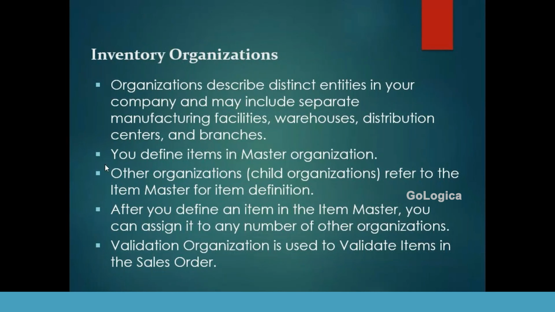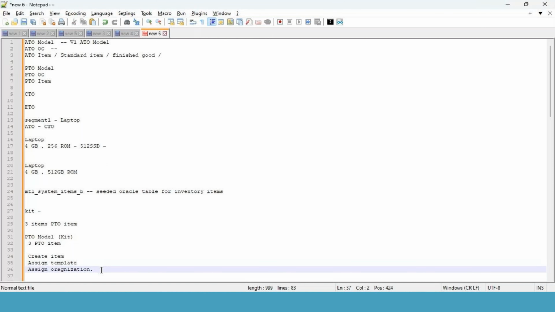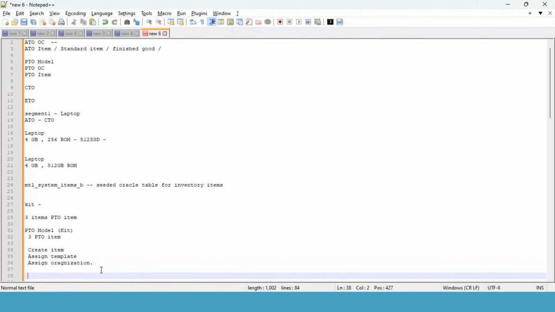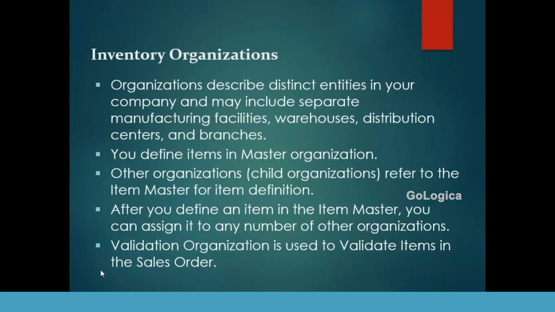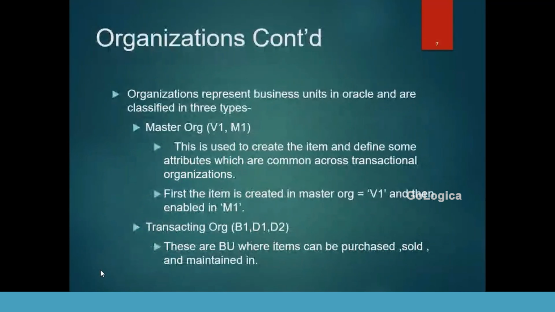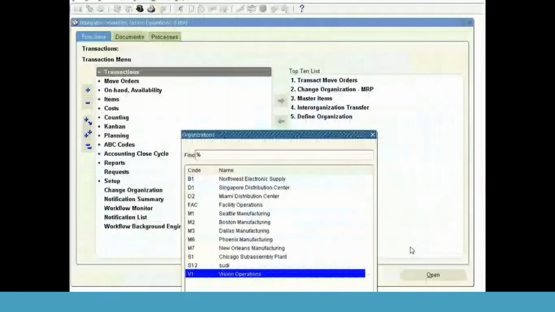When it comes to the inventory organizations, as you might already know, we first create an item under the master org, which acts as a virtual org, and we assign it to different organizations for different transactions. The validation org refers to your sales org via the order management parameters. Suppose we have master org as VM, M1 acts as your validation org, and the transacting orgs will be different, like B1, D1, D2, where you can purchase, sell, and maintain it. So this is the org's perspective.